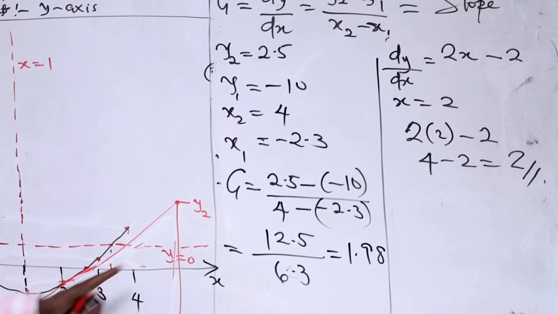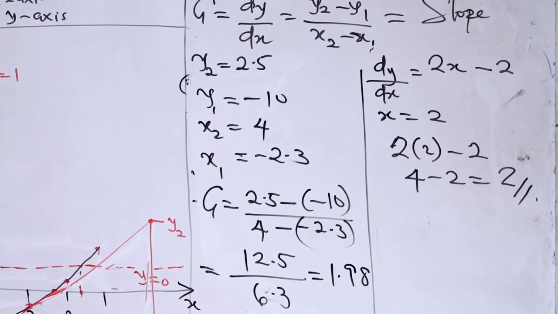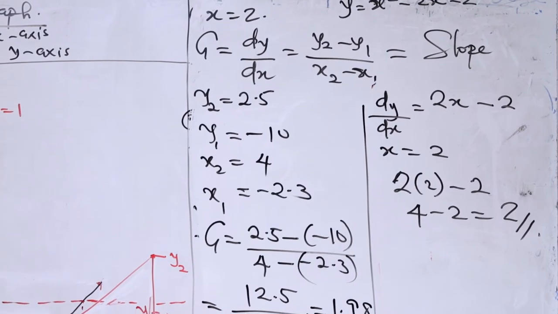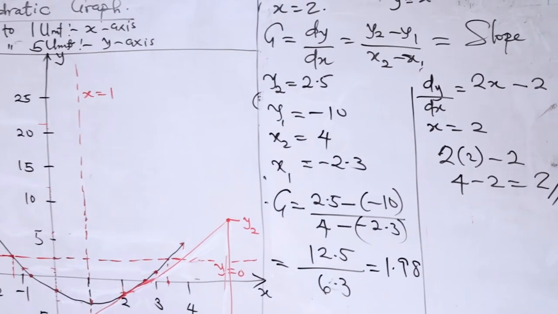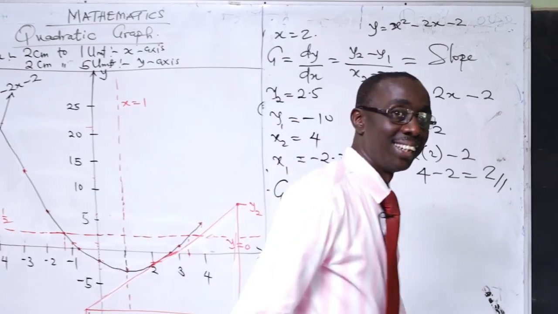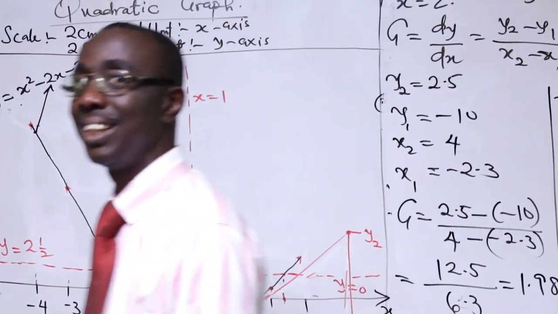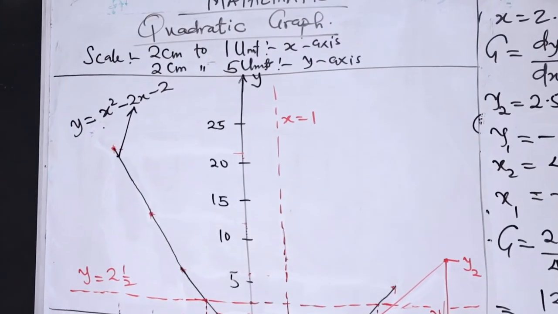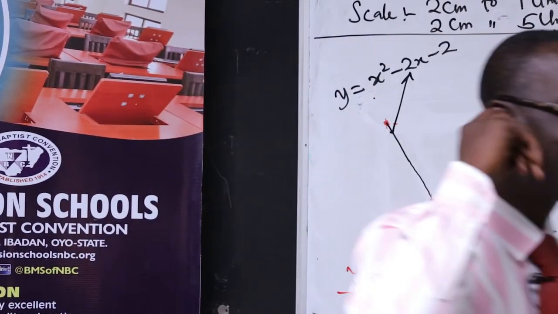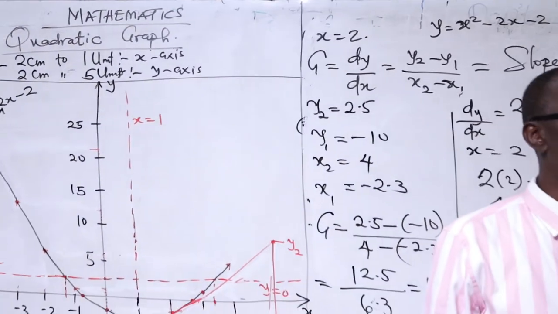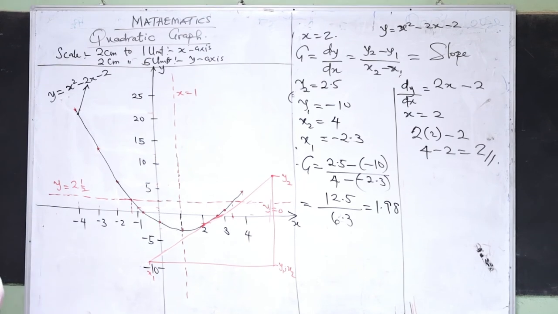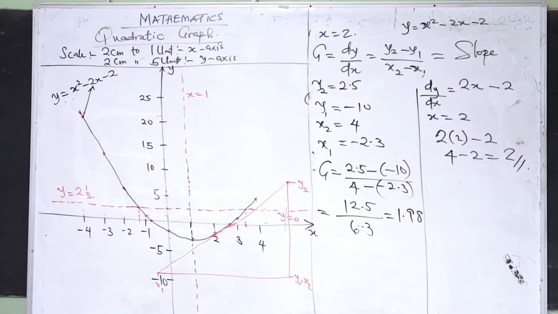Anybody with two? Okay, nobody got two exactly. Anybody with 1.99? Another person with 1.98? Anybody 1.9? 1.97? All right. 1.9, okay, I have 1.9 there. 1.8. Anybody with 1.8? Anybody with 1.4? If your answer is 1.4, anything below 1.5 is not correct.